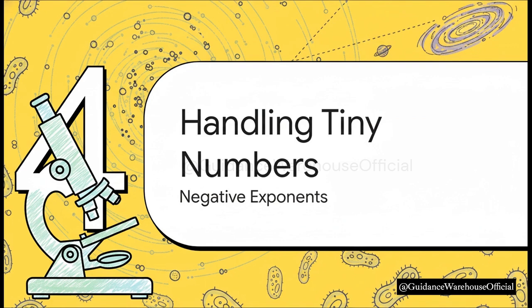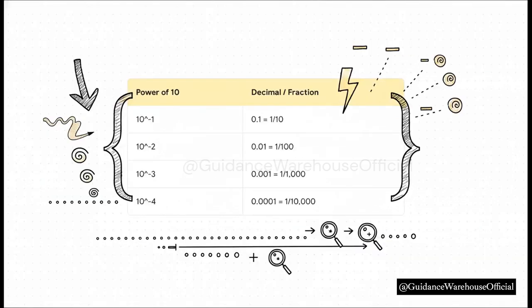Which brings us to Section 4, handling tiny numbers. So we've mastered the massive, what I like to call telescope numbers of the universe. But chemistry also requires us to look through the microscope at incredibly tiny fractions. The cool thing is small numbers use the exact same system, just with negative exponents.